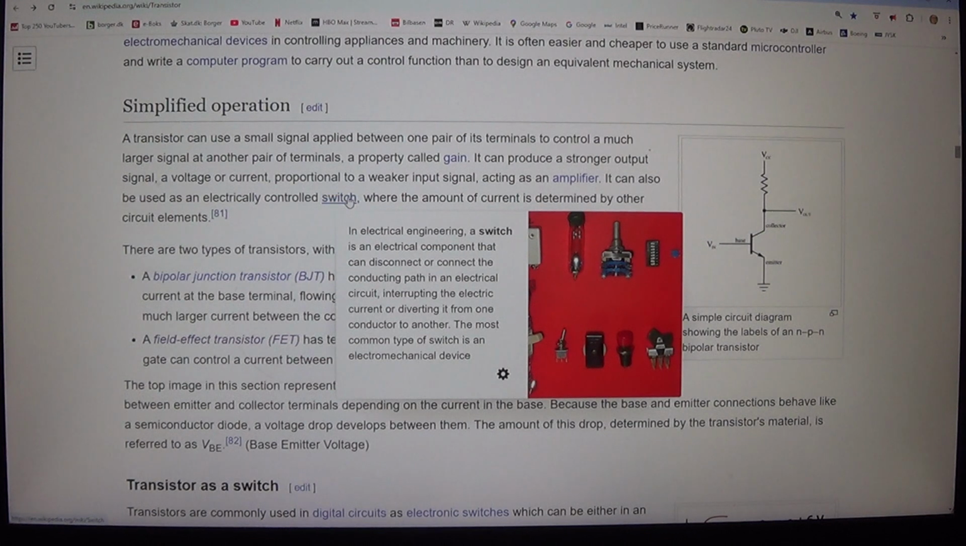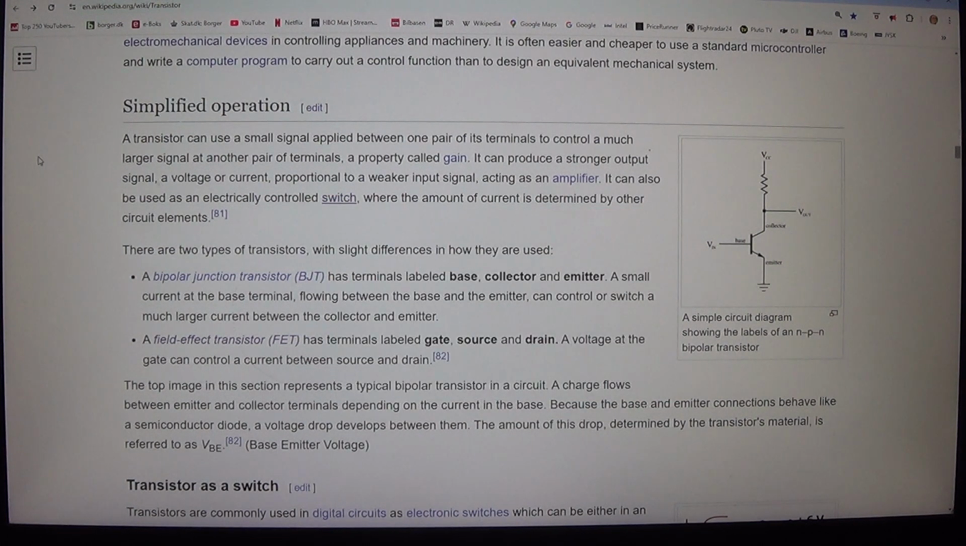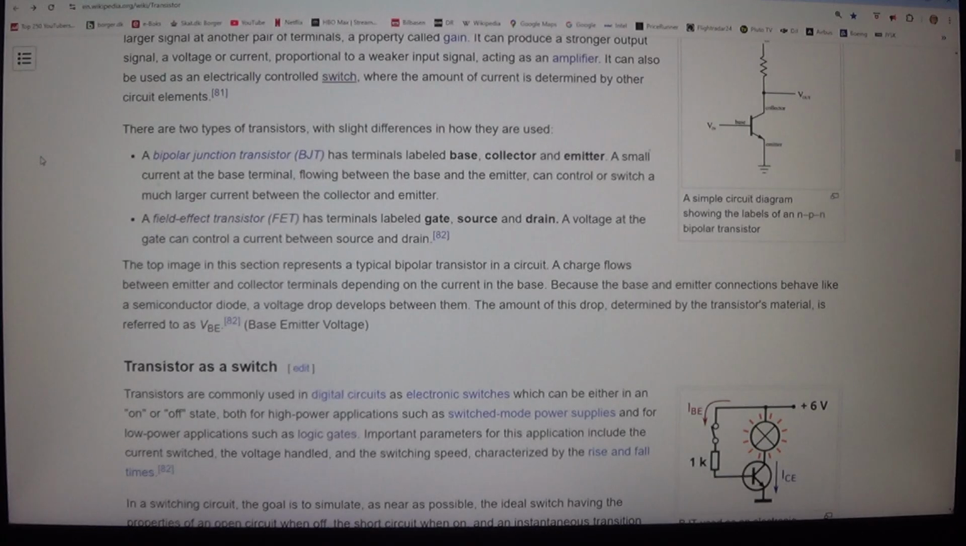One, a bipolar junction transistor, BJT, has terminals labeled base, collector and emitter. A small current at the base terminal, flowing between the base and the emitter, can control or switch a much larger current between the collector and emitter. The other, a field effect transistor, FET, has terminals labeled gate, source and drain. A voltage at the gate can control a current between source and drain.